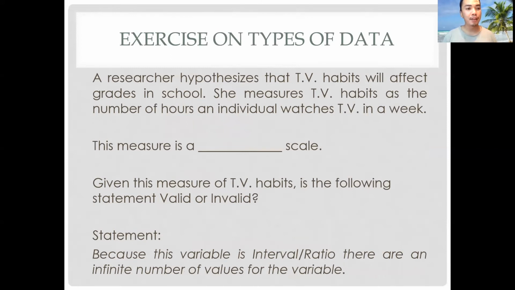A researcher hypothesizes that TV habits will affect grades in school. She measures TV habits as the number of hours an individual watches TV in a week. This measure is a blank scale. So what is this type of measurement? The answer is ratio. The value of the variable here should and could have a true 0-point value. This means that if a value is 0, then the student did not watch TV in a week, not even an hour. Now, given this measure of TV habits, is the following statement valid or invalid?